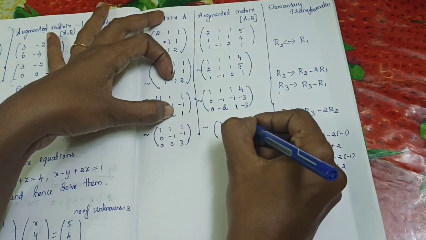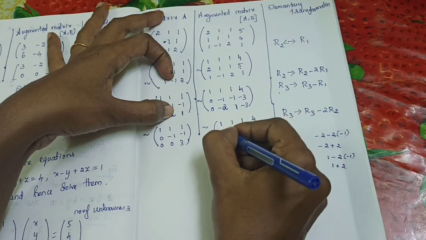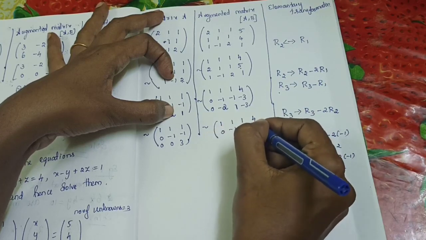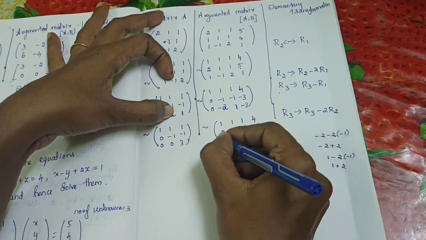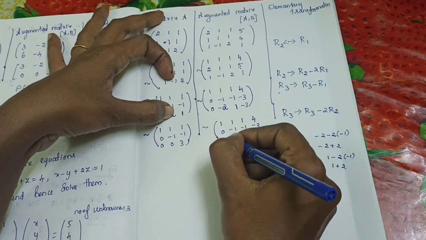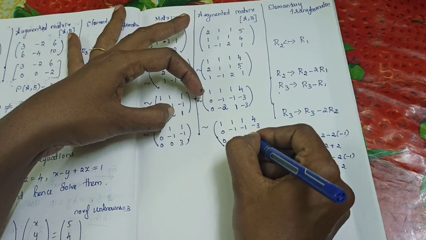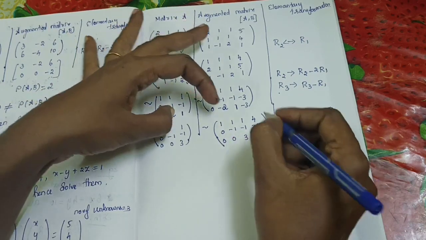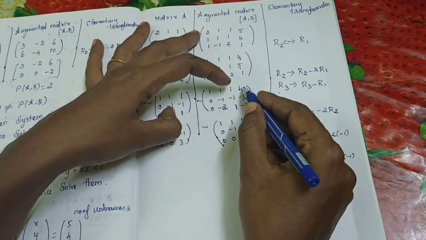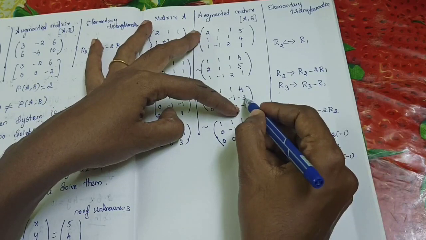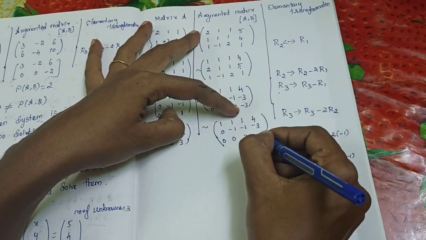1, 1, 1, 4. Then 0, minus 1, minus 1, minus 3. Again the next one 0, 0, 0, 3. Last entry alone. That is minus 3, minus 3, minus 2 into 3. That is, you will get as 3.